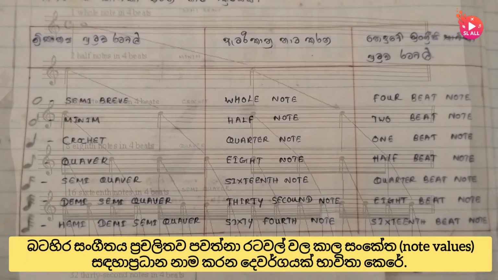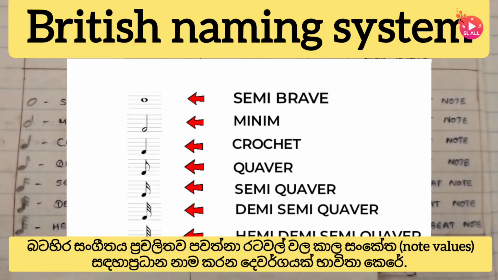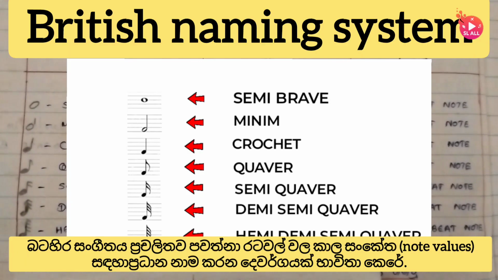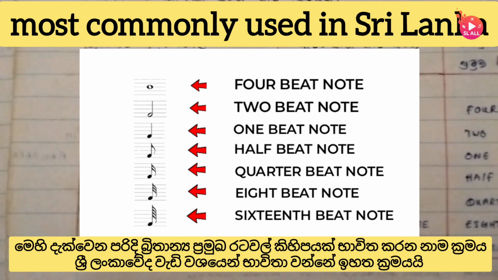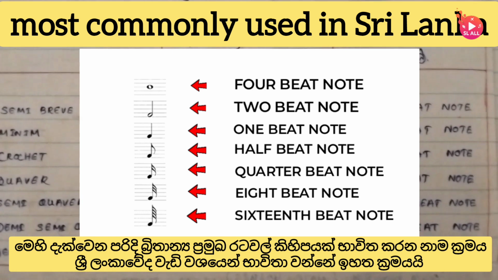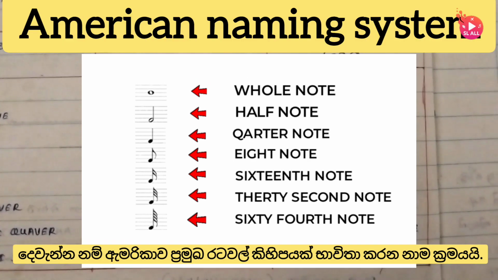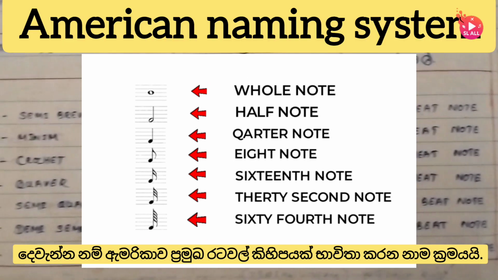In countries where Western music is widely practiced, two main naming systems are used for note values. As shown here, the British naming system is the one most commonly used in Sri Lanka, while the other system is the American naming system.